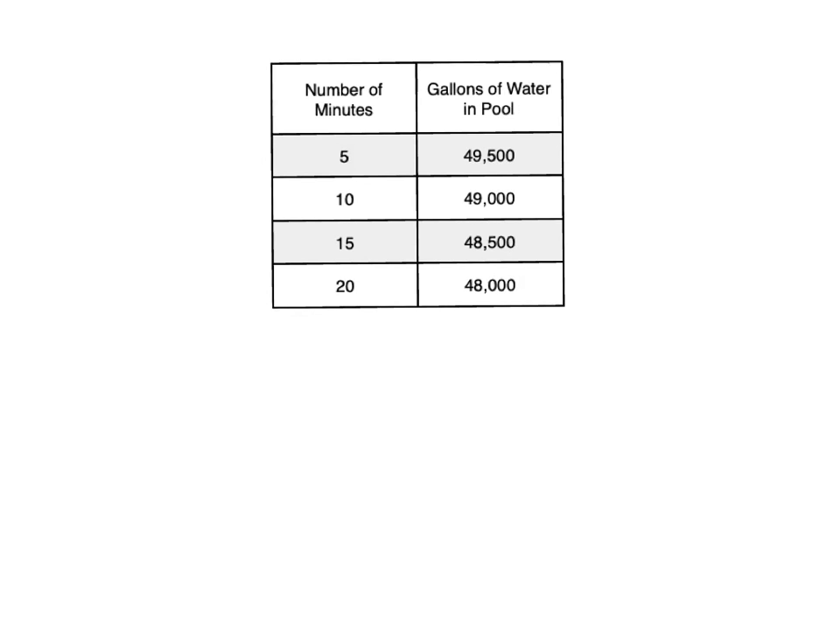All right, we're going to look at one more. So this is the number of minutes and the gallons of water in a pool. So looks like they're draining the pool. So as my time increases by 5, the amount of water in the pool goes down by 500 gallons.